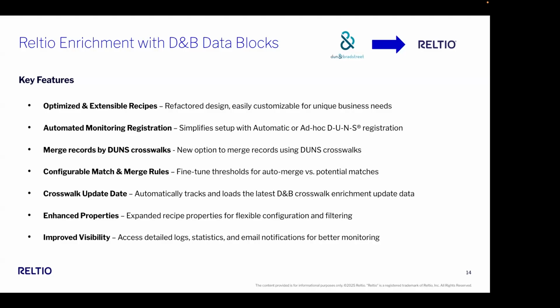And lastly, these have always been things that the RIH has offered, irrespective of which integration we are offering. So the enhanced properties, we have expanded the recipe properties for DNB for flexible configuration and filtering. Which are those records that you wish to filter before you send it for re-enrichment or recertification or as part of your batch. So there is a flexible config and filtering for those. And there is improved visibility. We continue to improve on how we give you access to your detailed logs, job statistics, and email notifications for better monitoring of the overall enrichment process, irrespective of the enrichment mode.